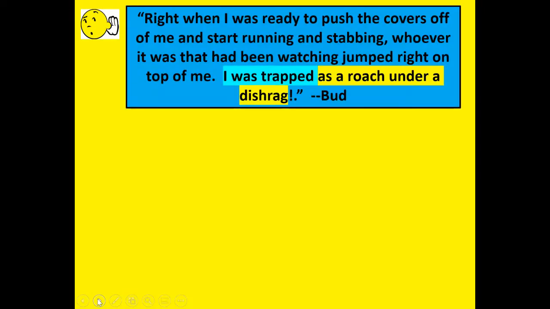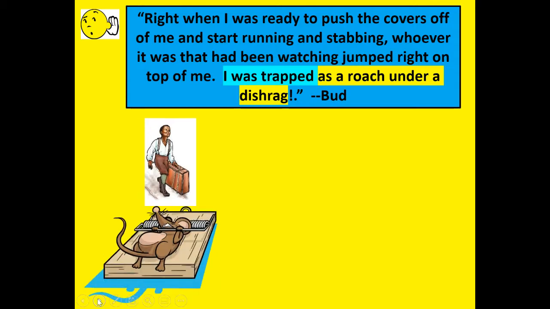Here is our quote. Right when I was ready to push the covers off of me and start running and stabbing, whoever it was that had been watching jumped right on top of me. I was trapped as a roach under a dish rag. This is what Bud said. So what does it mean, I was trapped as a roach under a dish rag?